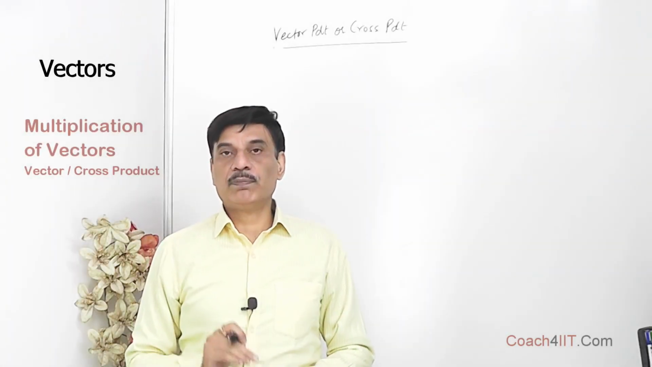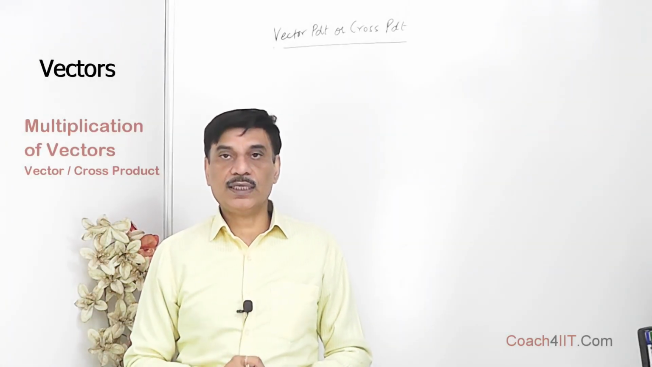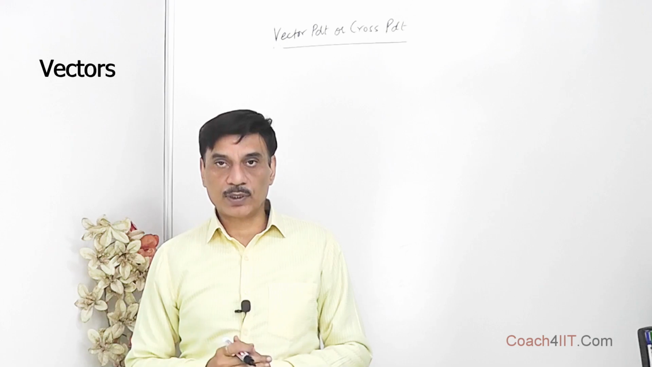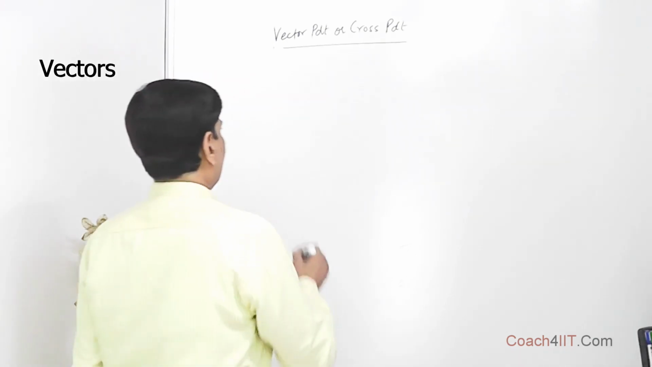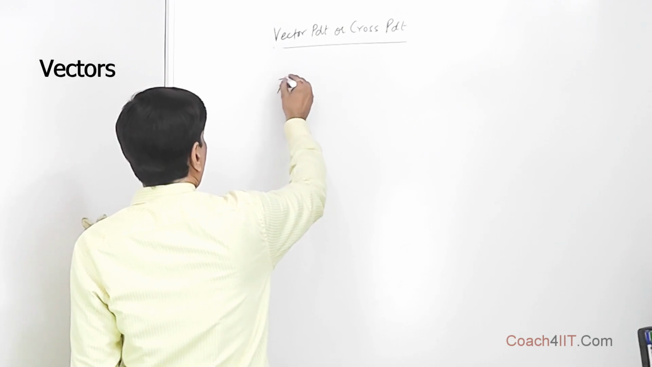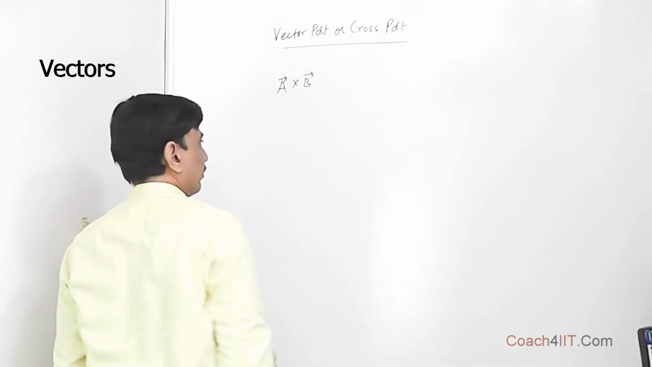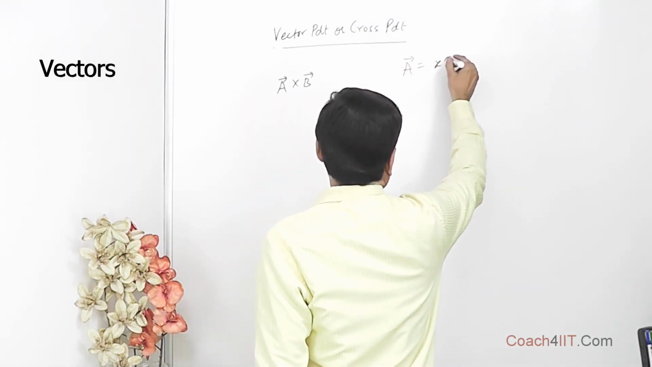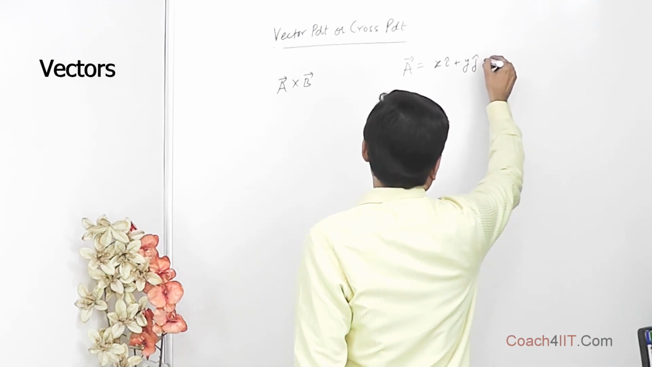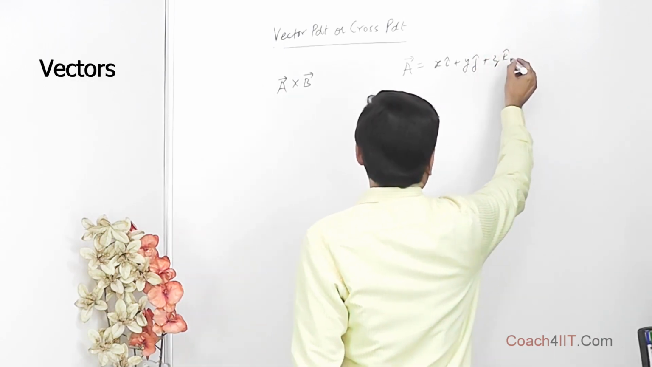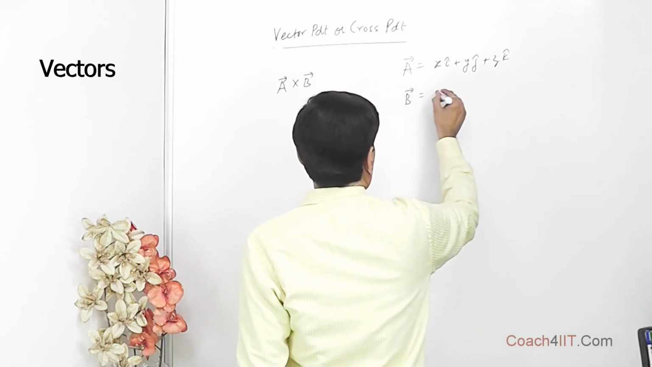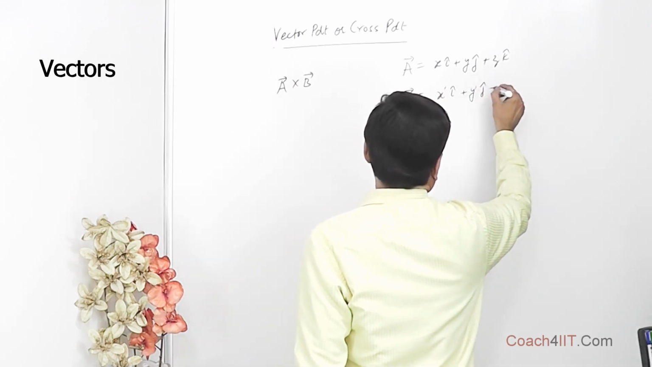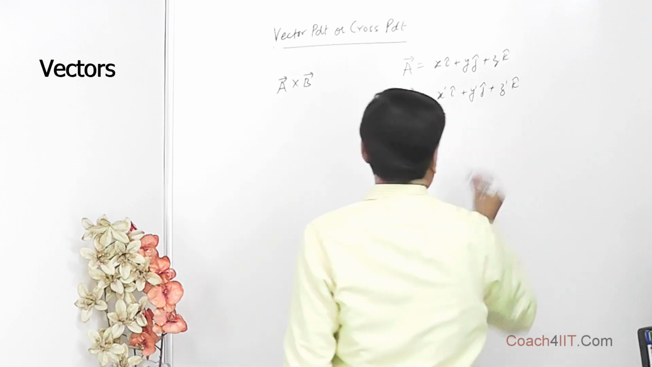Vector product, that is, we are multiplying a vector with another vector in such a manner that the result is also a vector quantity. So this is vector product. And how has it been defined? If I have to find the two vectors A cross B vector, and let's say A vector is x i cap plus y j cap plus z k cap, and B vector is x dash i cap plus y dash j cap plus z dash k cap.